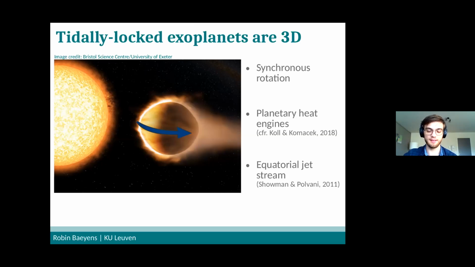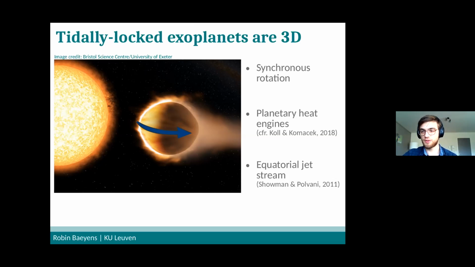One of these is a quite robust outcome of climate models, and that is an equatorial jet stream. So it's not a jet as we sometimes use the term in astronomy, like something that goes away from the object, but a jet stream which goes around the planet. And this equatorial wind is really going around the whole planet towards the east, and this tends to homogenize the heat, the temperatures, and also the composition a little bit.